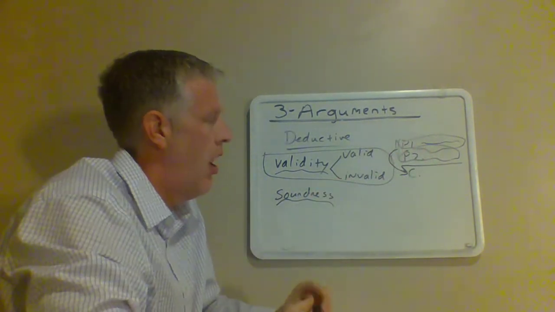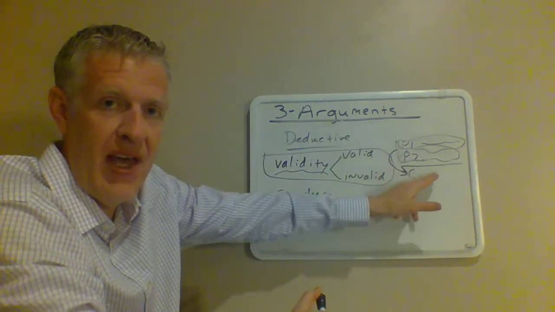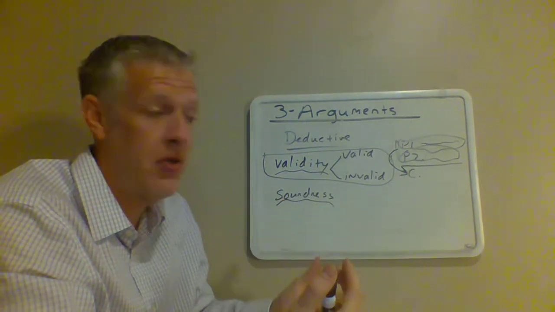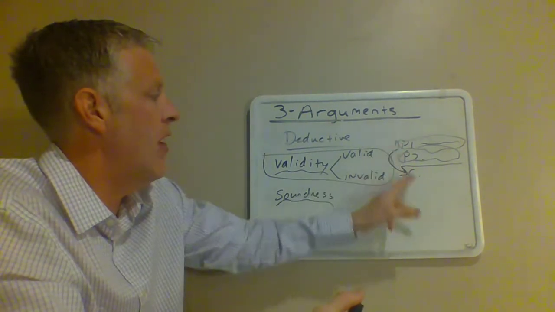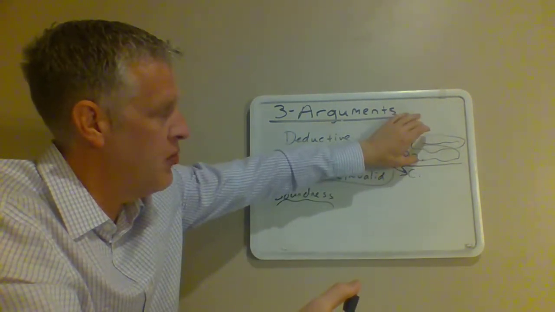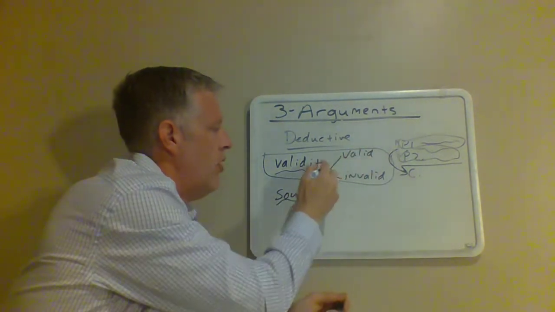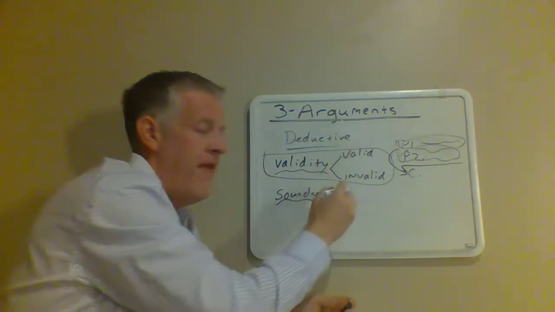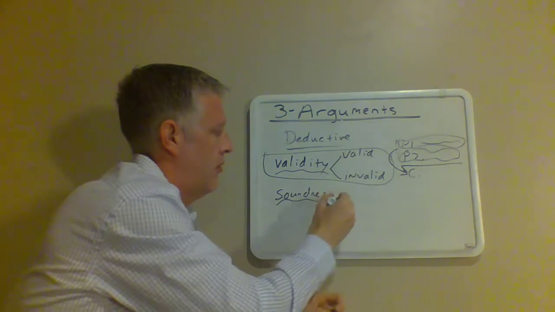Otherwise, if when you assume these are true, this has to be the case, like all men are mortal, Socrates is a man, if those are true, presume those are true, then Socrates is mortal. That has to be the case. If we assume the premises are true, the conclusion has to be true, then it's valid. So it's an on-off switch: every deductive argument is either valid or invalid. Now, we have this idea of soundness.